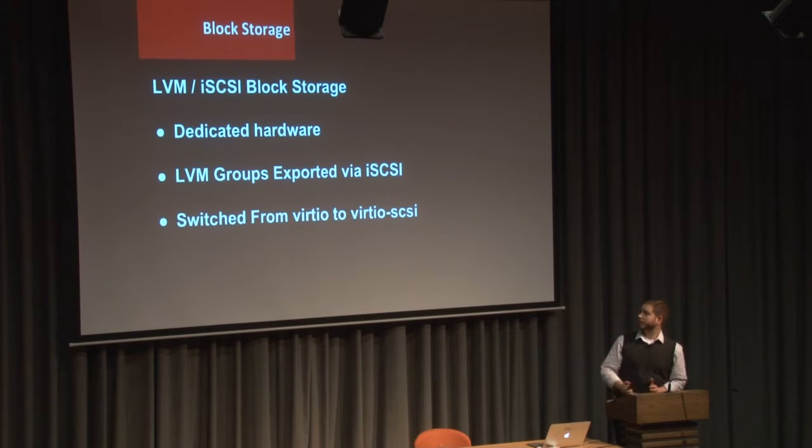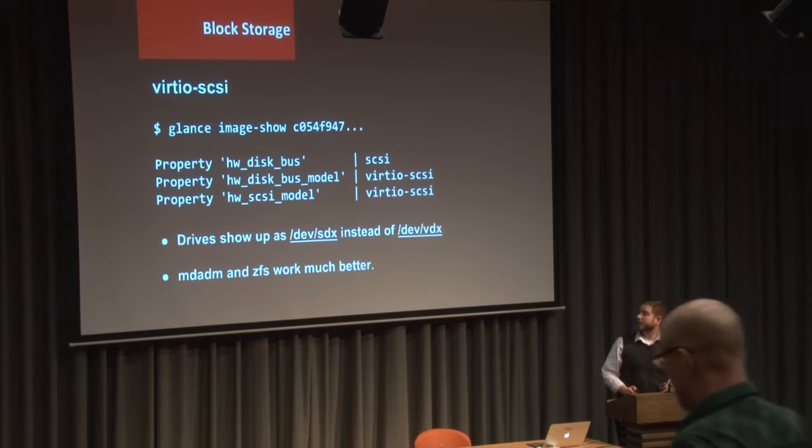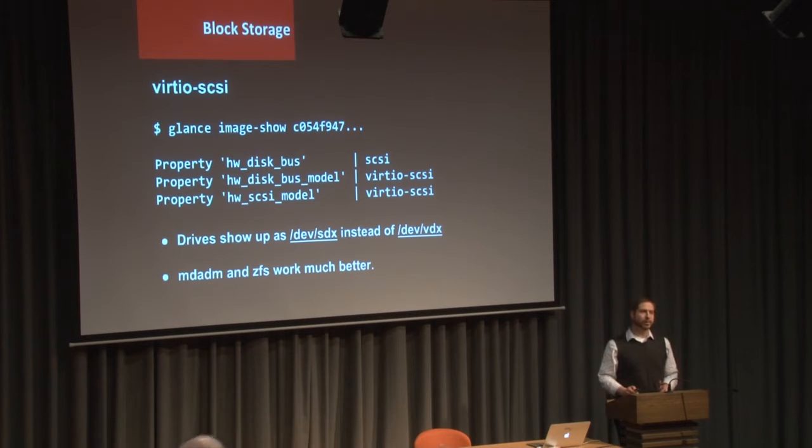The other thing we did, if you're familiar with OpenStack, is switch from the VirtIO block device driver to VirtIO SCSI. The driver is configured on the OpenStack image itself, so on your image you put these hardware properties. The most noticeable thing is that your drives show up as /dev/sd-whatever rather than vd-whatever. Because they appear more like SCSI devices rather than VirtIO devices, MDADM and ZFS and things like that work much better.